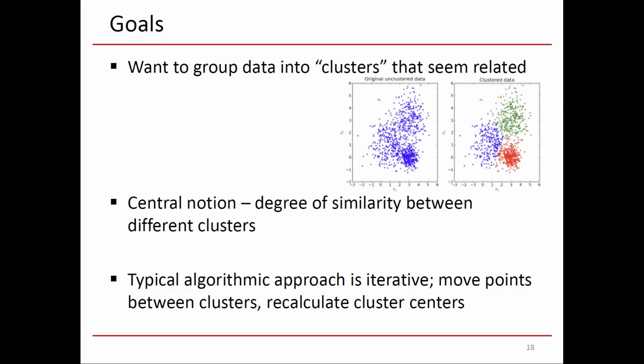Now the notion here is as follows. We want similarity within each cluster. So what do we mean by similarity? Within each cluster, we'd like the dots to be sort of packed together. And the typical algorithmic approach is iterative. We move points between clusters, and then for each of these clusters, having defined a certain configuration of points of clusters per point, we recalculate the cluster centers.